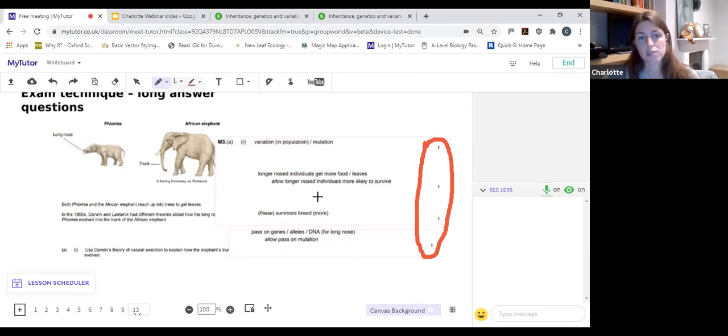Good question there. What website is this from? I get these questions from Physics and Maths Tutor, because then you can pick questions by topic.